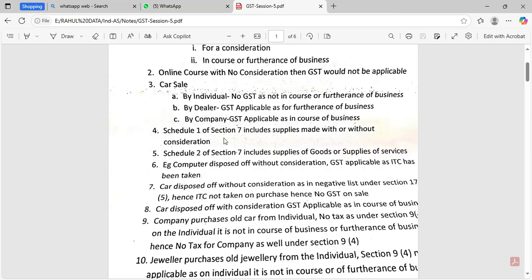Section 1, Schedule 1 of Section 7 includes supplies made with or without consideration. Section 2 of Section 7, Schedule 2 of Section 7 includes supplies of goods and services.